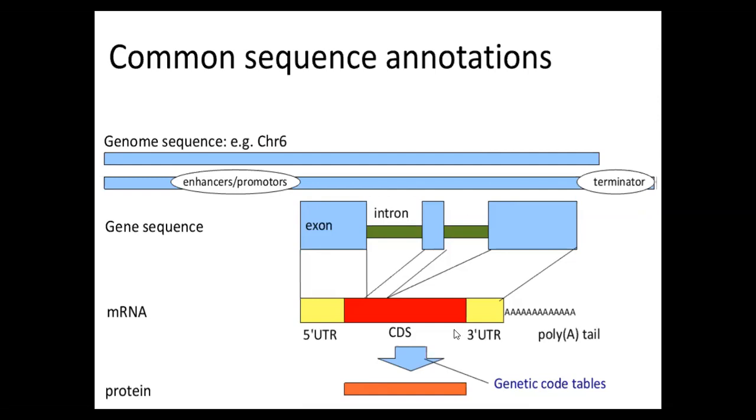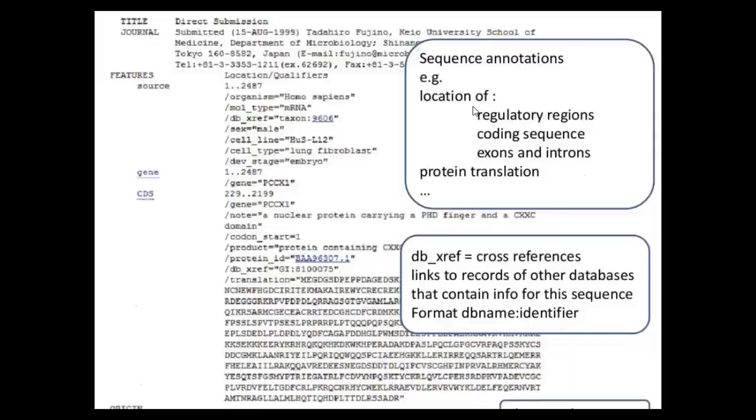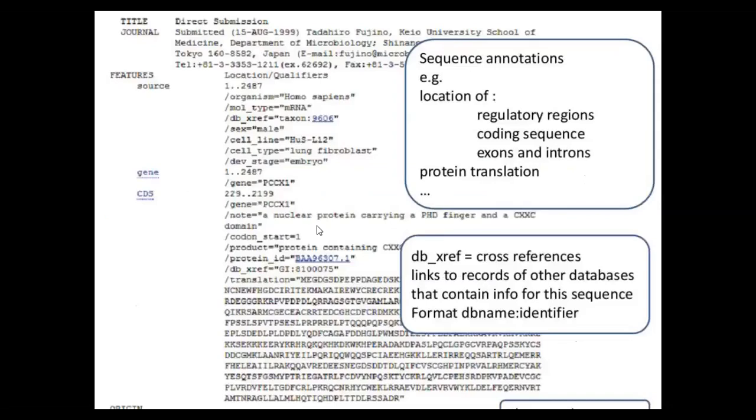So these annotations are something else. Annotation is the process of identifying these promoters, terminators, CDSs, exons, introns. That is called annotation: identifying the important regions of a gene. So those annotations are available in these records for anyone to understand.